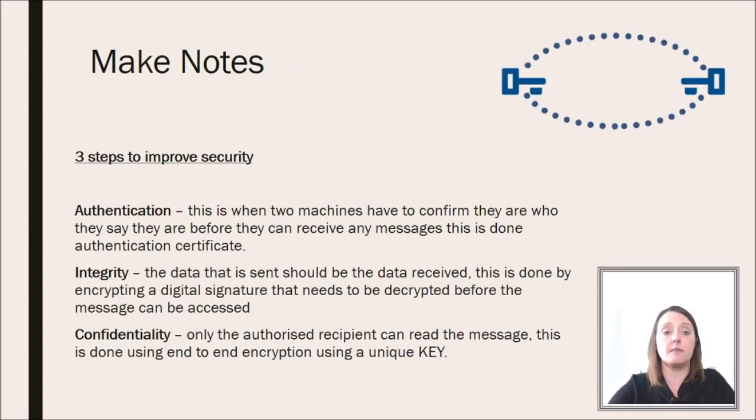So, time to make some notes again. The 3 steps to improve our security were authentication. This is when 2 machines have to confirm who they are before they can receive any messages. This is done through an authentication certificate. We need to check the integrity. The data sent should be the same as the data received. This is done by encrypting the data with a digital signature. Now, that digital signature has to be decrypted before the message can be accessed.